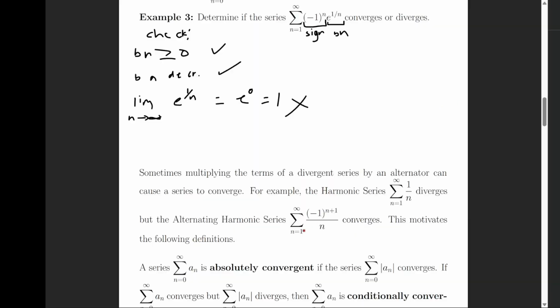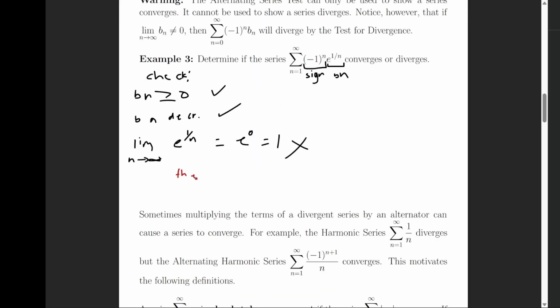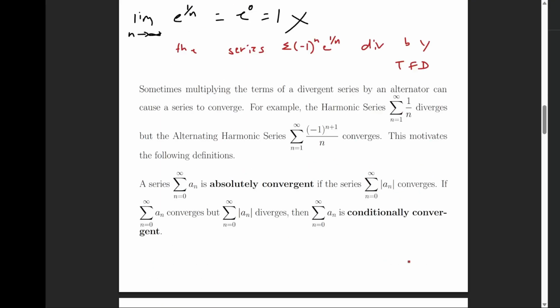So in this one, we can just write that the series diverges by the test for divergence. Yep, and that should be enough. Okay. All right.